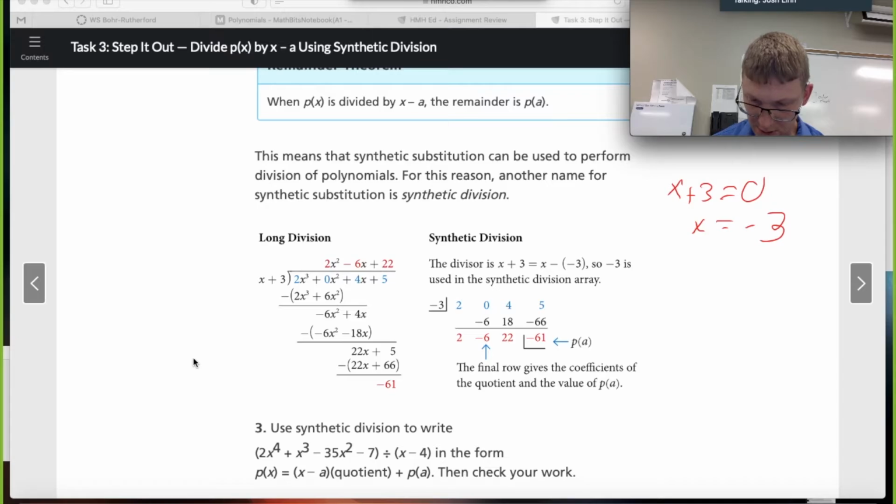So we are going to use negative 3 for our synthetic division. So that's where this number comes from. And then as we go through, I'm even going to match their colors, look. You're just pulling the coefficients out of the actual function.